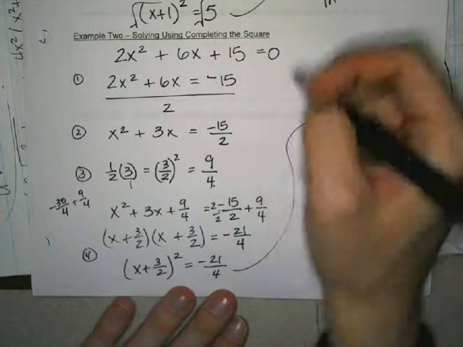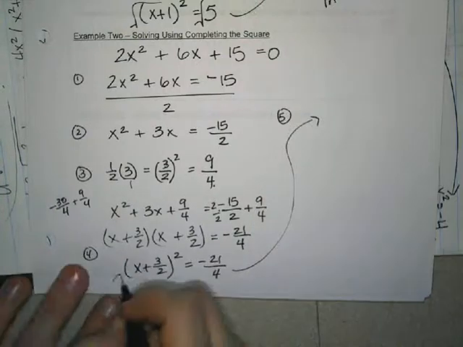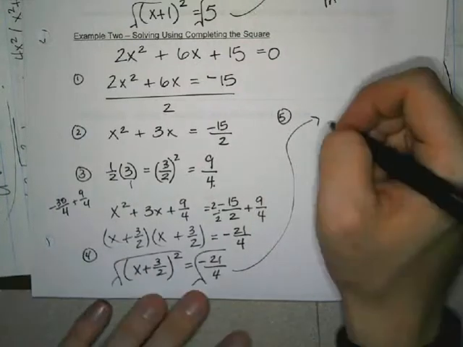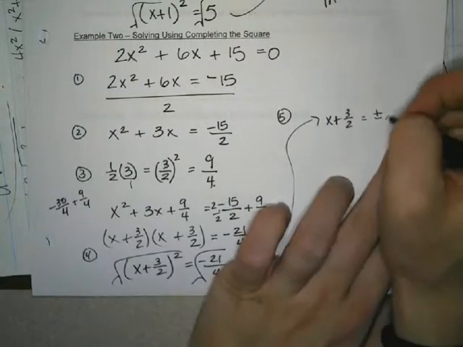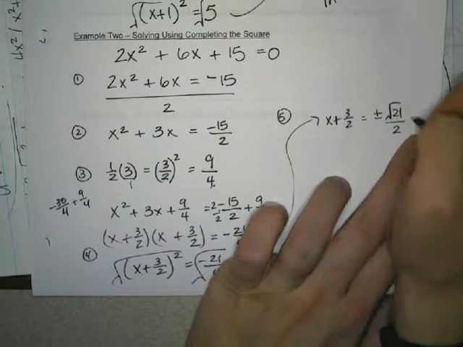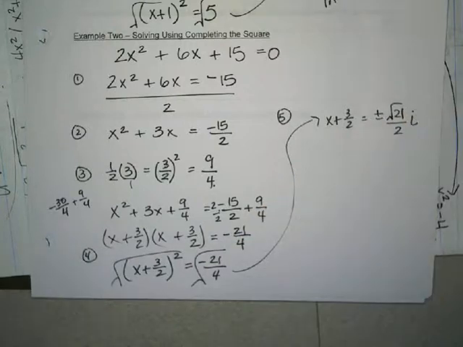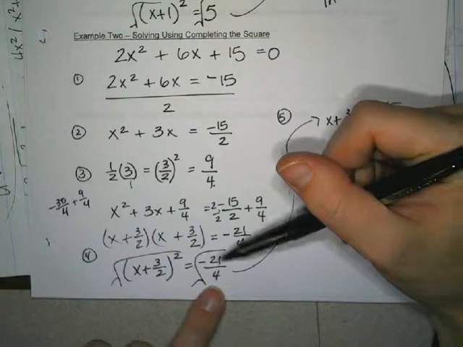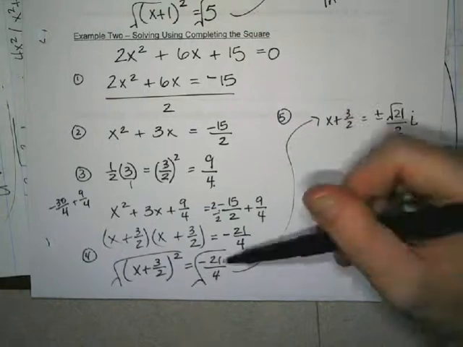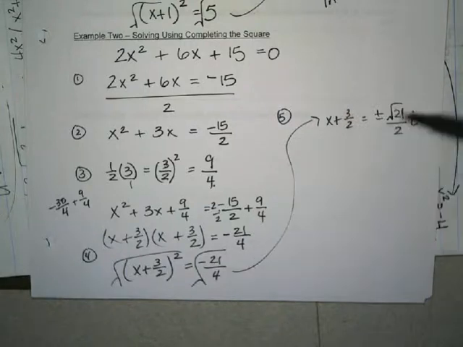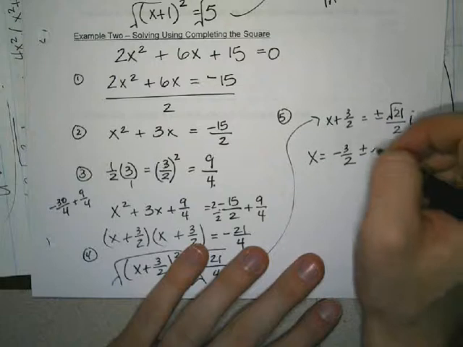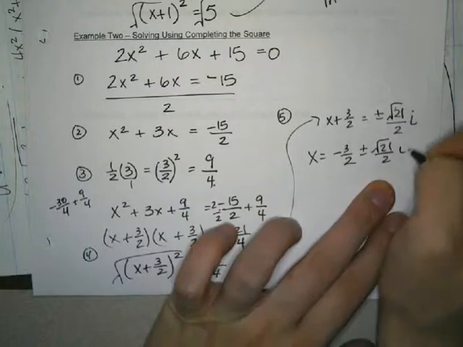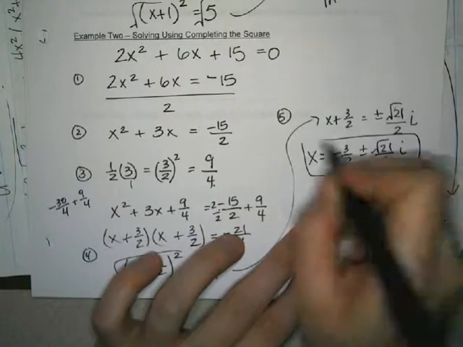And then to solve, you're going to take the square root of both sides. So you get x plus 3 halves equals plus or minus the square root of negative 21 over 4, because that negative would have to come out and be an i. The square root of 21 is just square root of 21, and the square root of 4 is 2. So your final answer here will be negative 3 halves plus or minus the square root of 21 over 2 i.